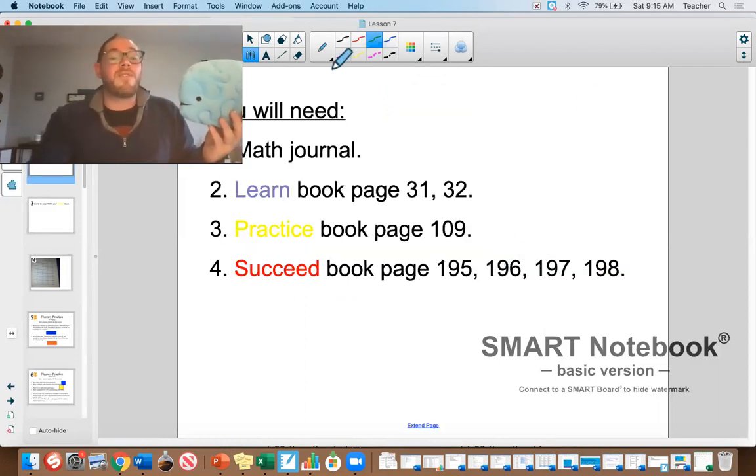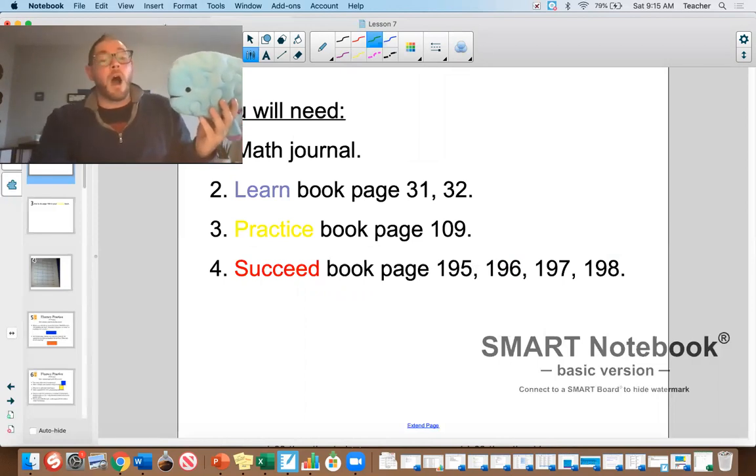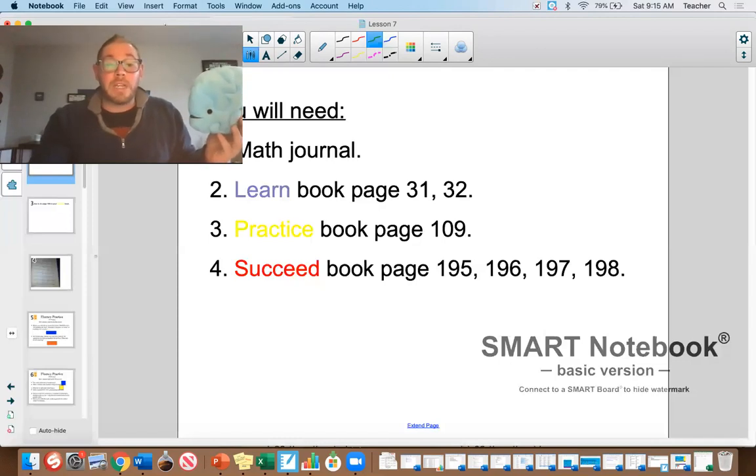All right, today for our lesson, we will need our math journal, of course, our learn book open to page 31 and 32, our practice book open to page 109, and our succeed book with our homework for page 195, 196, 197, and 198. So if you don't have all those ready yet, pause the video here, go ahead, get what you need, and push play when you're ready to start. All right, let's move on.